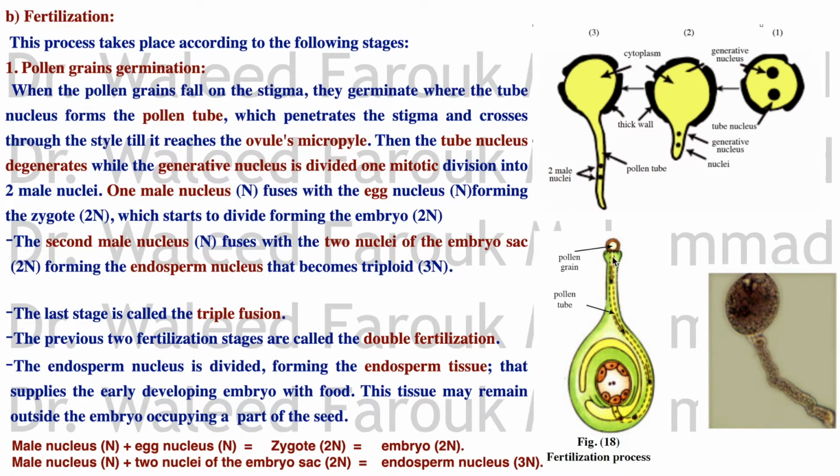You know, it goes all the way to the micropyle, fertilizes the egg. One mitotic division produces two male nuclei. One fertilizes the egg and the other forms the endosperm tissue by going to the central nuclei. And remember that the endosperm tissue or the endosperm nucleus is 3n.